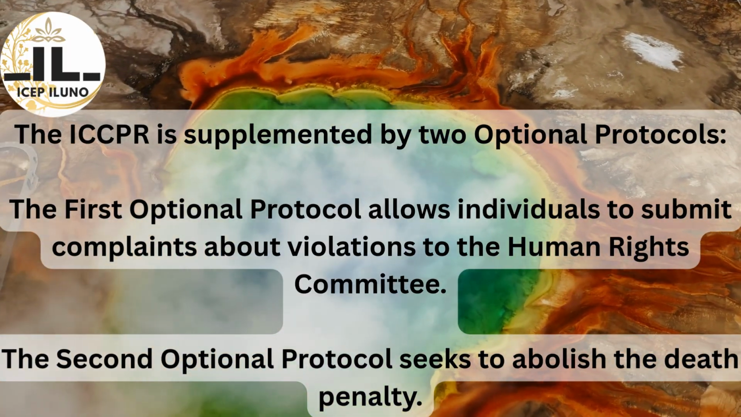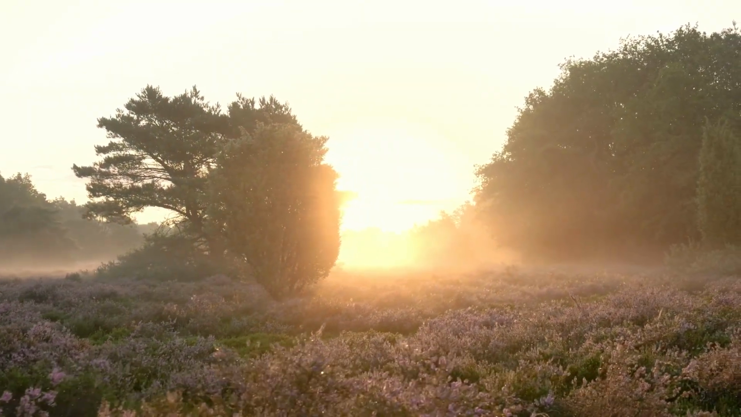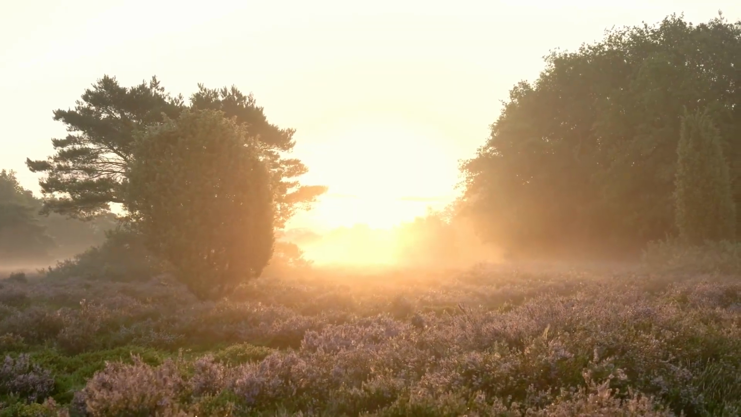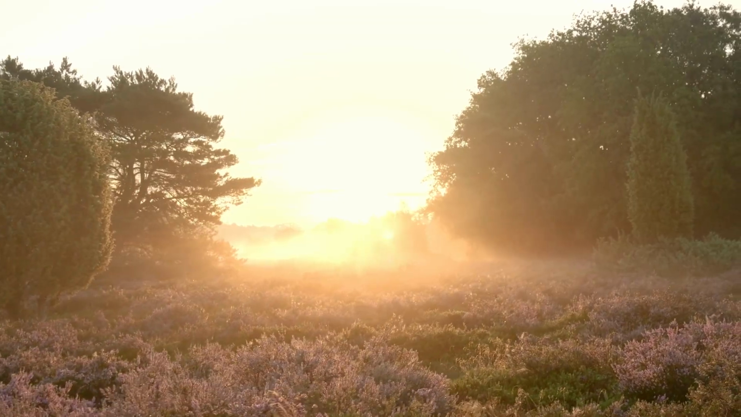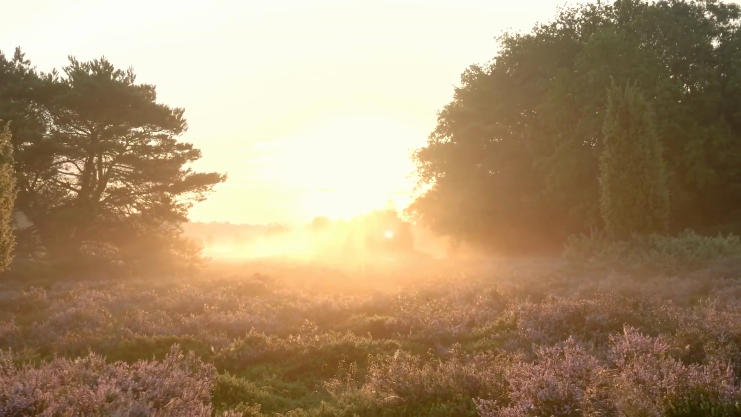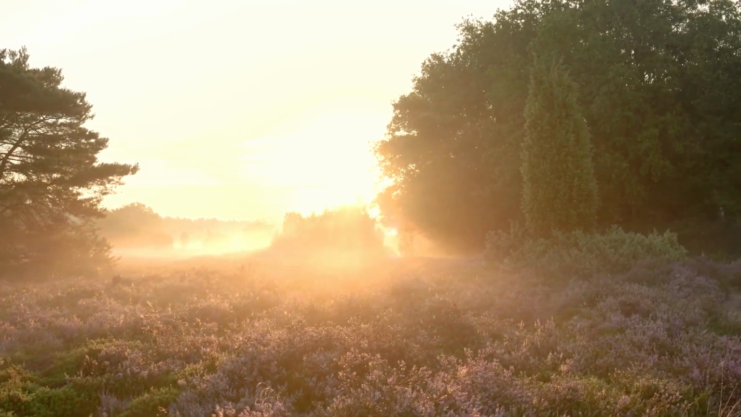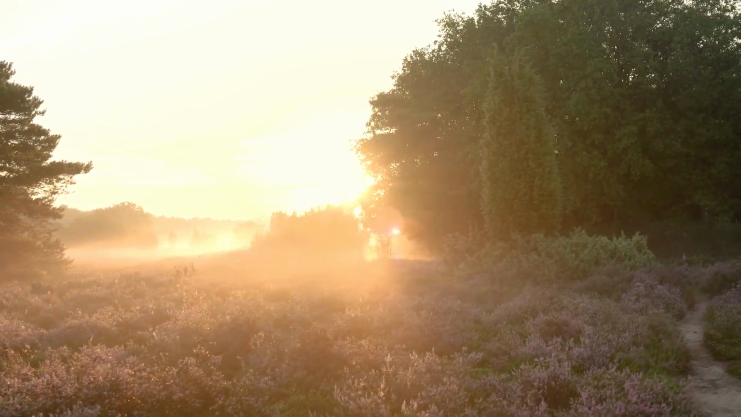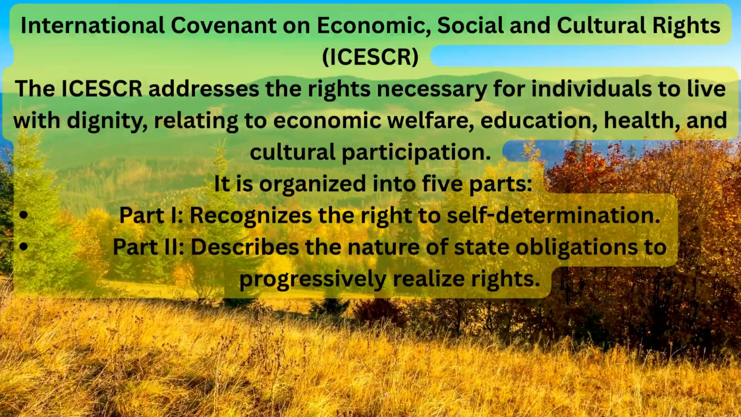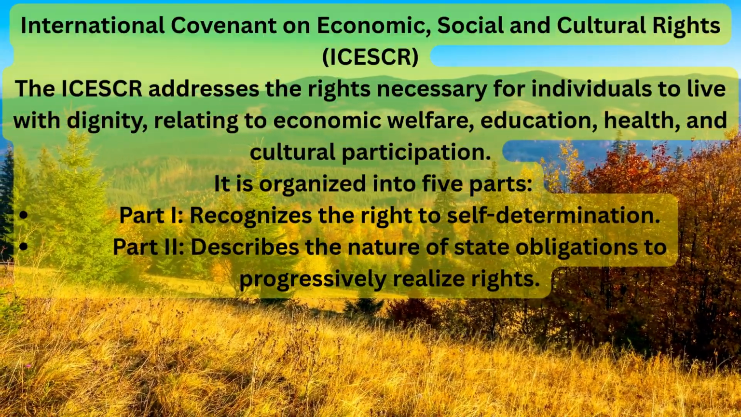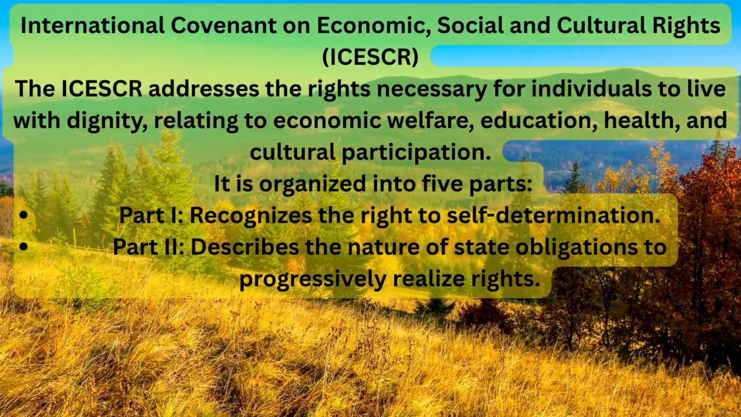Parts 3 to 5 enumerate specific civil and political rights, including right to life, Article 6, freedom from torture, Article 7, right to a fair trial, Article 14, freedom of thought, conscience, and religion, Article 18, freedom of expression, Article 19, right to peaceful assembly, Article 21, political participation, Article 25. The ICCPR is supplemented by 2 optional protocols. The first optional protocol allows individuals to submit complaints about violations to the Human Rights Committee. The second optional protocol seeks to abolish the death penalty.